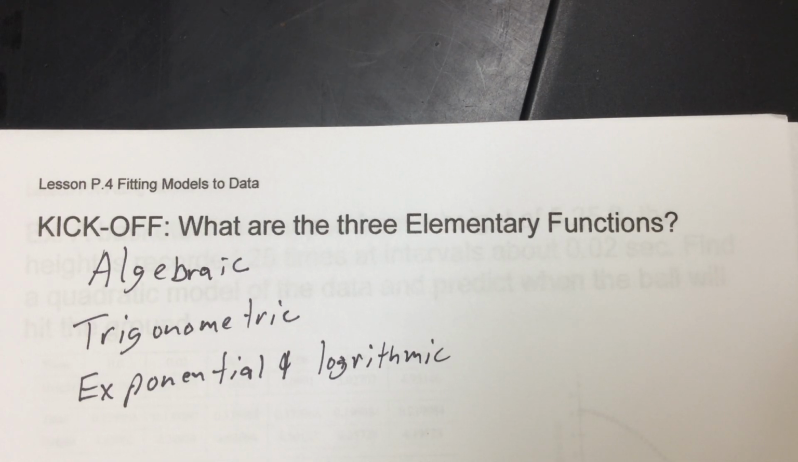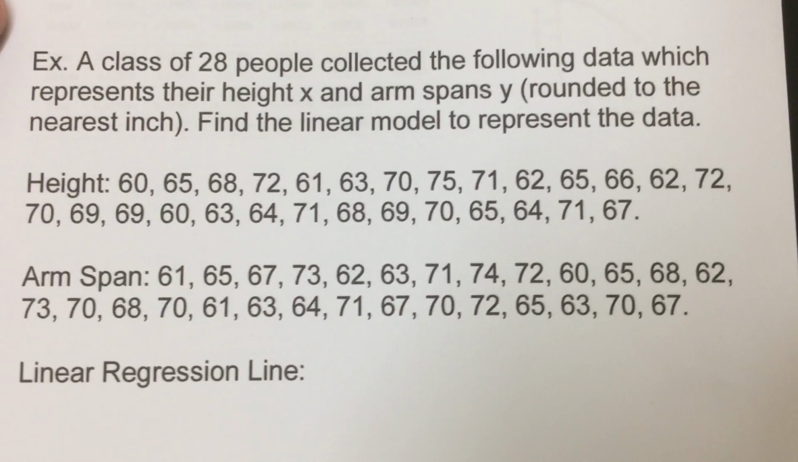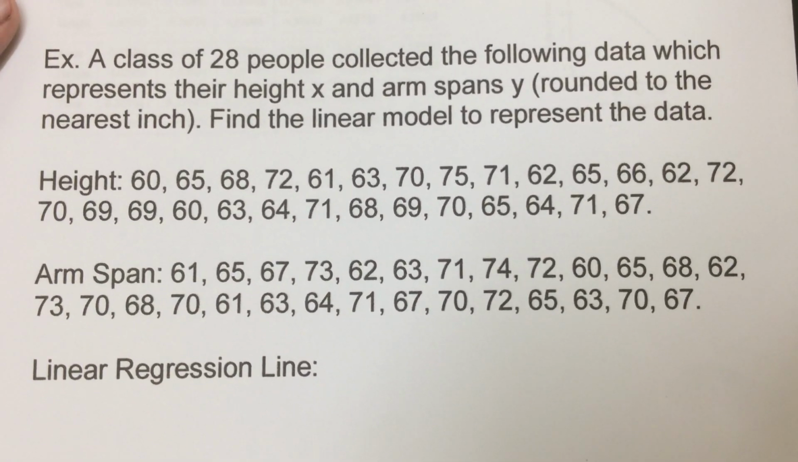Now, what we're going to be getting into today is modeling real life data. So how can we use our graphing calculators to do that? Well, we can take data like this and come up with a linear regression line. So that line saying, hey, this is what these are all modeling towards. All of our heights and arm spans in this case are going to correspond like that.